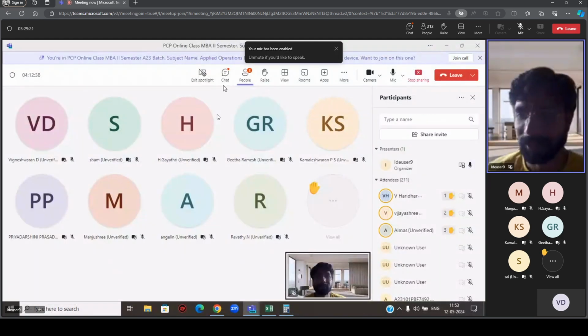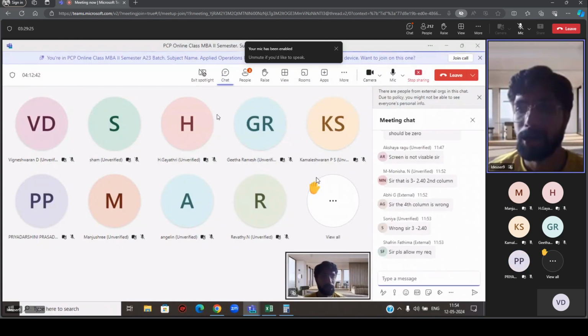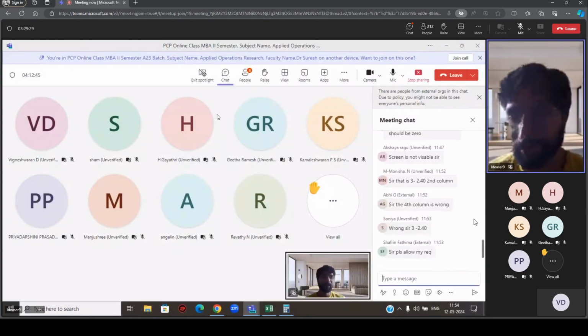We'll see what's happening in the chat box. Fourth column is wrong. Yeah, I have rectified it.